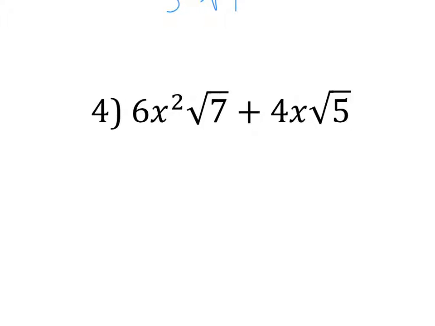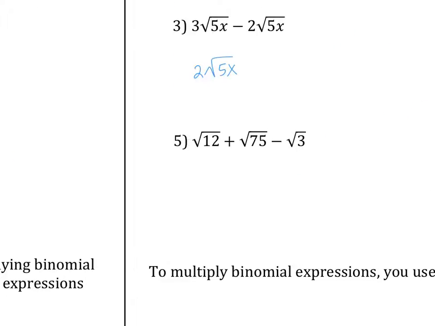Okay. Number 4. Can we do it? No. We can't do it. Square root 7, square root 5, they're not the same. We cannot add them or subtract them together.